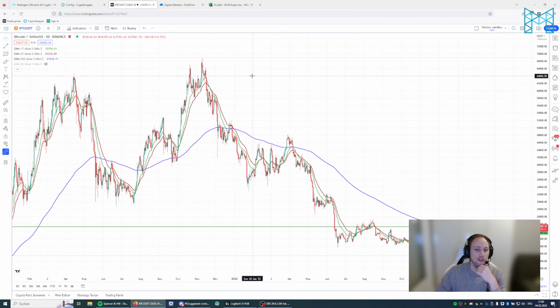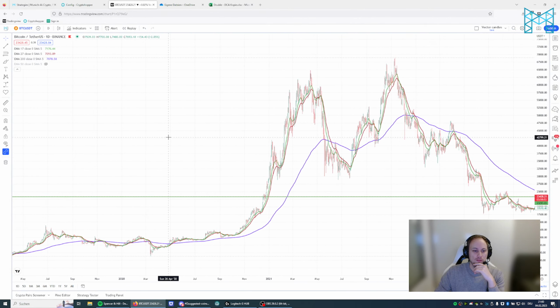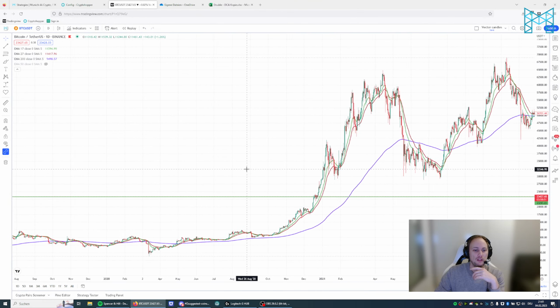I like to use the EMAs. For example, we have shorter EMAs, the 17 EMA and the 27, which I like to use on the daily time frame. And in addition, I'm using the 200 EMA. So basically the 200 EMA gives me a better, clear overview of how the current market is looking. So in general, are we in a longer uptrend or downtrend?